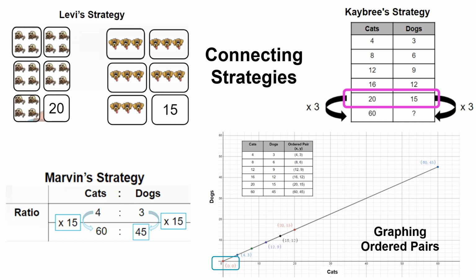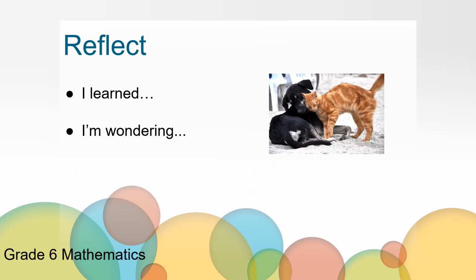If you learned a new strategy today, I challenge you to try it out the next time you solve a problem. In today's episode of Math Matters, we explored a real-world scenario to learn about proportional relationships, and we explored different strategies that mathematicians might use to solve the problem. Take a moment to jot down something you learned and something you might be wondering.